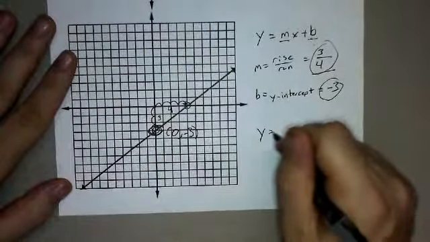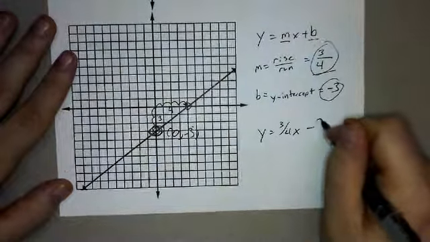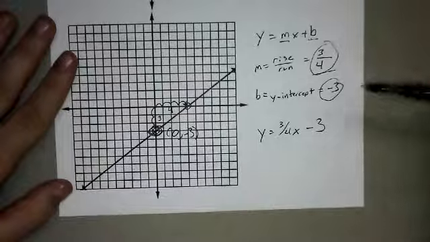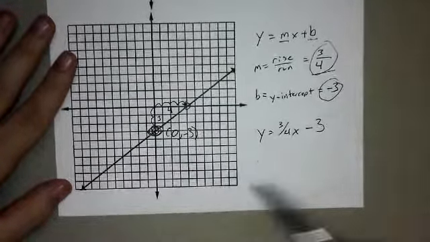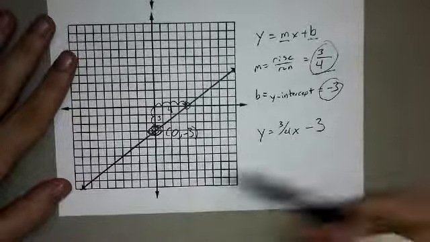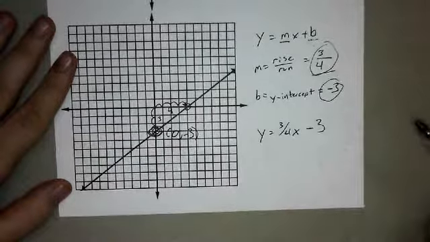So that would mean y equals 3/4 x minus 3. Now I could have put plus -3, but that would just be redundant, so I left it at -3. My slope is positive because I know it goes up to the right, and my y-intercept is below the origin, and so I know that it needs to be negative.